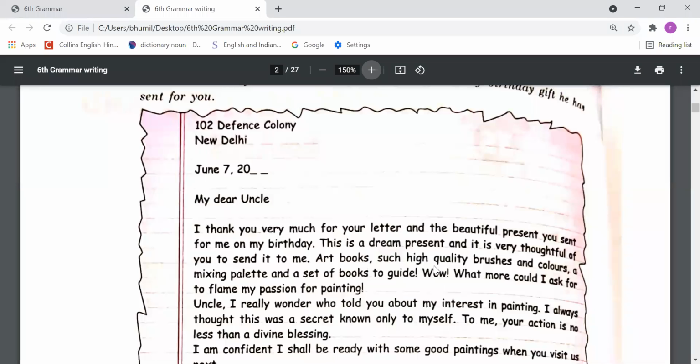Art books, such high quality brushes and colors, a mixing palette and a set of books to guide. So his uncle has sent him some art books, brushes, colors, a mixing palette and a set of books also. Wow, what more could I ask for to flame my passion for painting? In this sentence, the author is saying that he can't expect more than this to boost his passion, which is art. Whatever you have sent, that's enough for me.